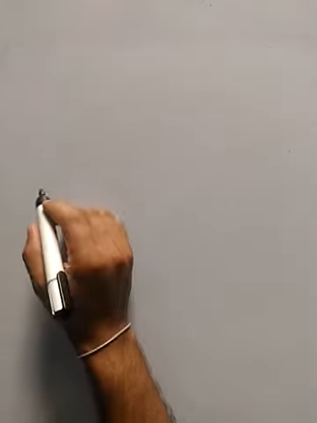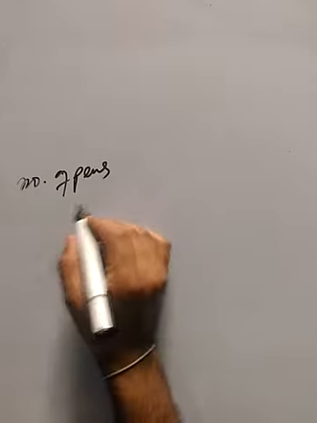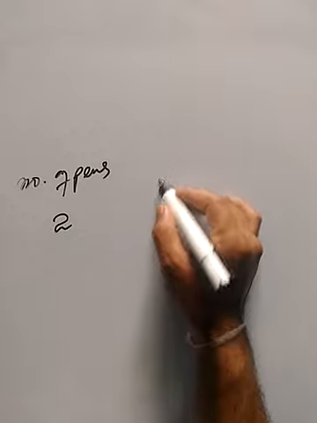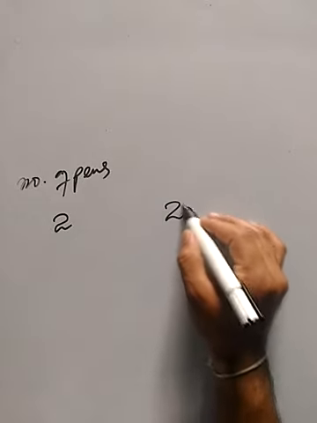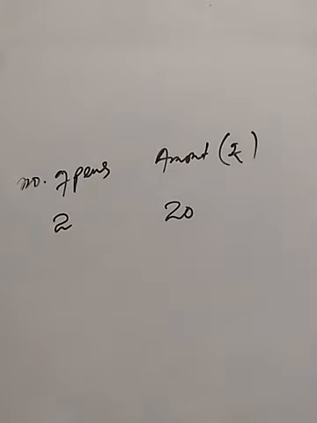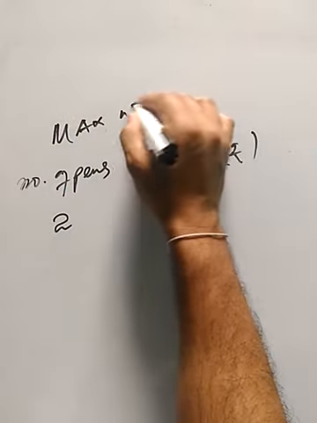So let me just write here number of pens. You are going to the market and you buy the pens. Now you are buying 2 pens and you have to pay here 20 rupees. This is your amount in terms of rupees. When you buy 2 pens, you are giving 20 rupees. Let us think that you are buying one particular type of pen, let me say Max Writer.